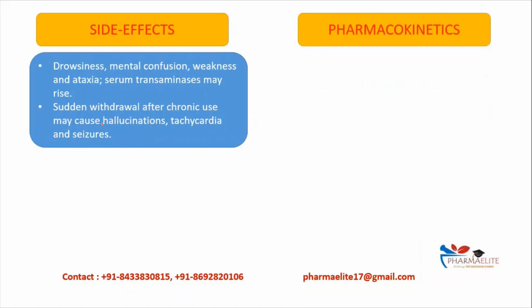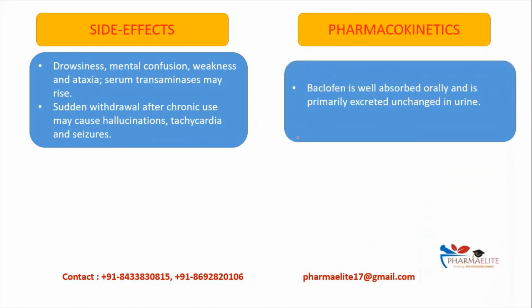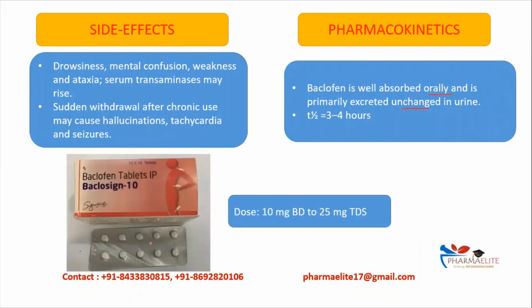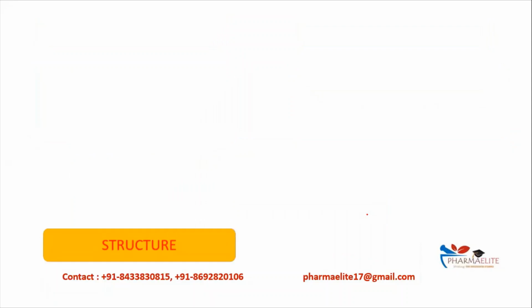Let's look at the pharmacokinetics of the drug. Baclofen is well absorbed orally and it is excreted unchanged in urine, meaning it is not undergoing metabolism. Its half-life is 3 to 4 hours. This is the marketed preparation of baclofen, and the dose for baclofen might be 10 mg twice a day or 25 mg thrice a day, depending upon the severity of the disorder.